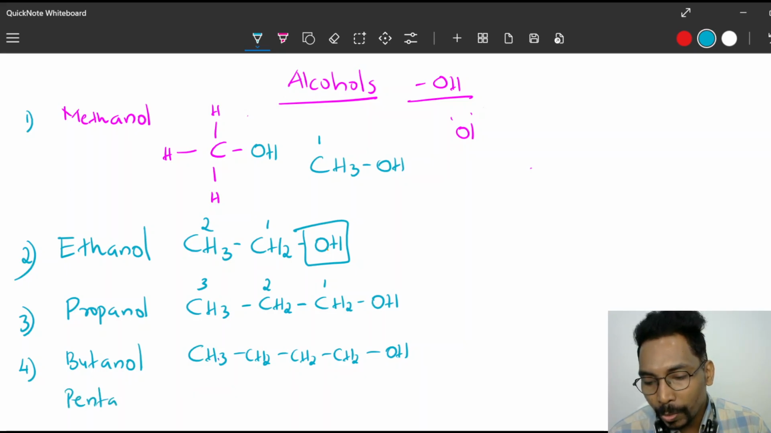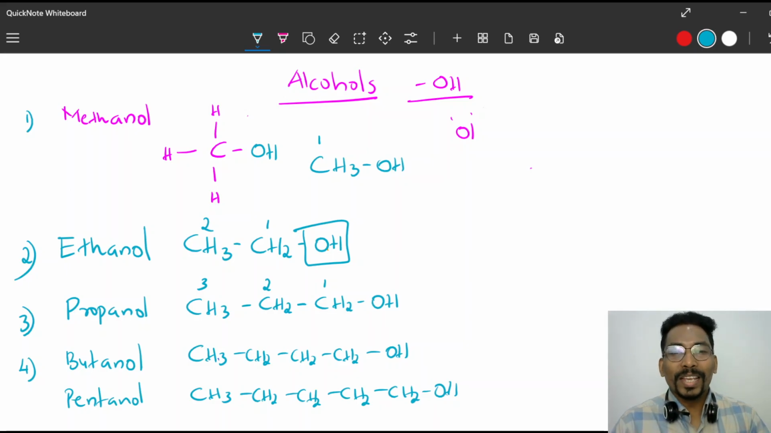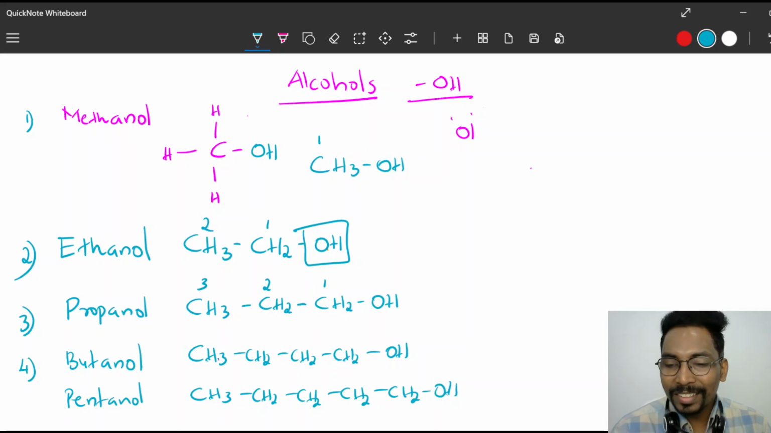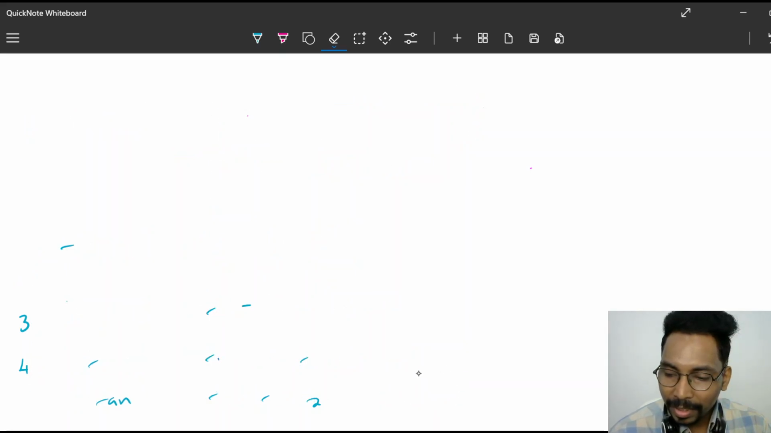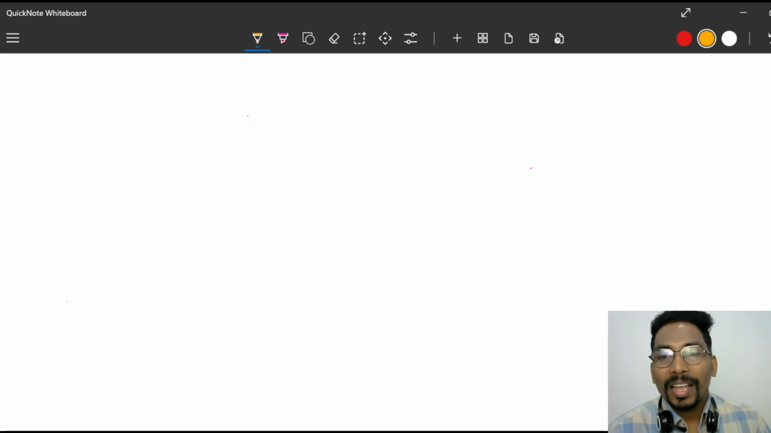Pentanol. So pentanol: CH3, CH2, CH2, CH2, CH2OH. Okay. Clear. So this is the nomenclature of alcohols. I think it's clear, no doubt. Okay. So now we can discuss haloalkanes or halogens.